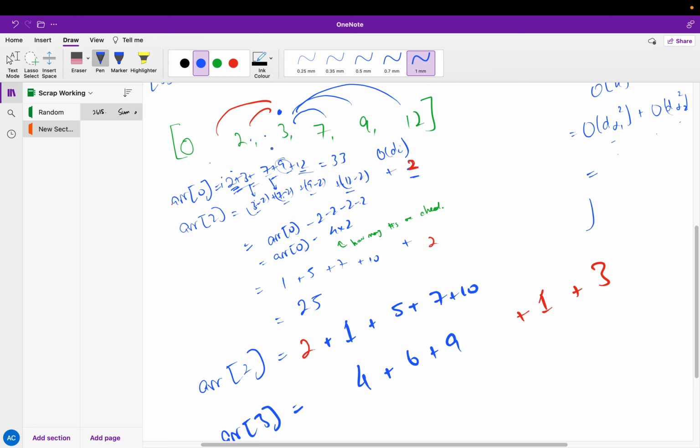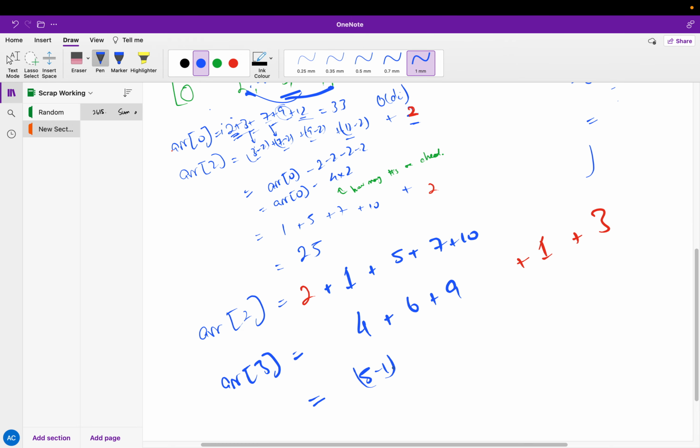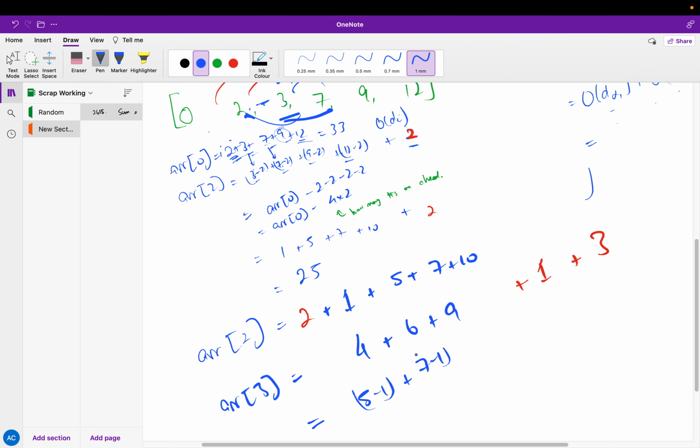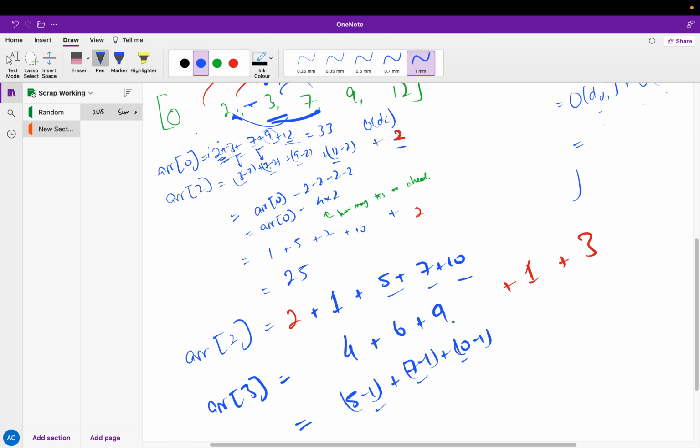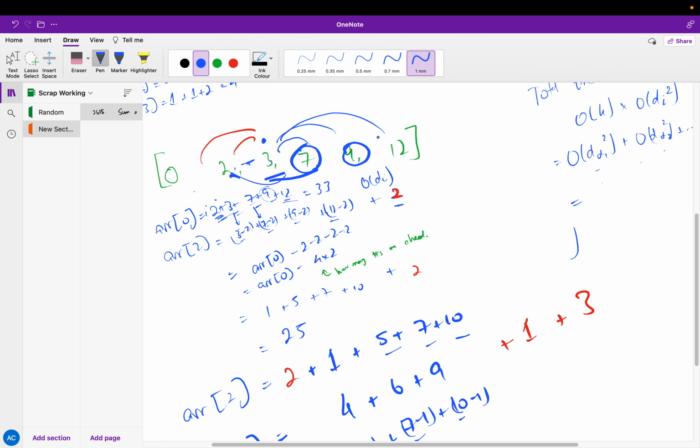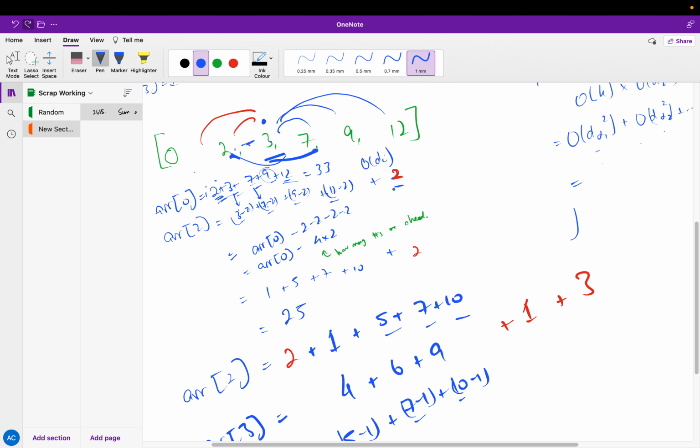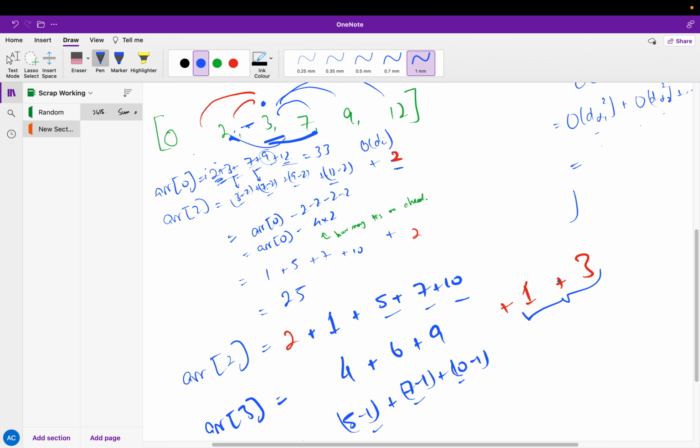Now the 4, 6, and 9 stuff in particular could be written as 5 minus 1, this jump minus this jump minus this, so 5 minus 1 plus 7 minus 1 plus 10 minus 1. Notice how we got 5, 7, 10. We got minus 1, minus 1, minus 1, 3 minus 1s because there's 3 numbers ahead, so that pattern kind of continues. How do I deal with the red numbers?